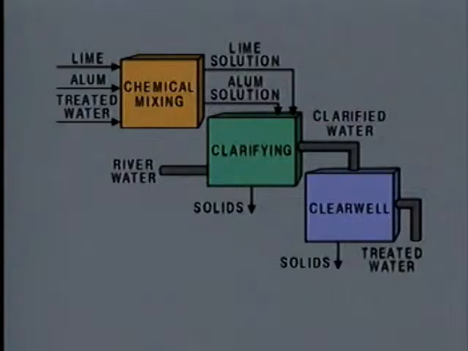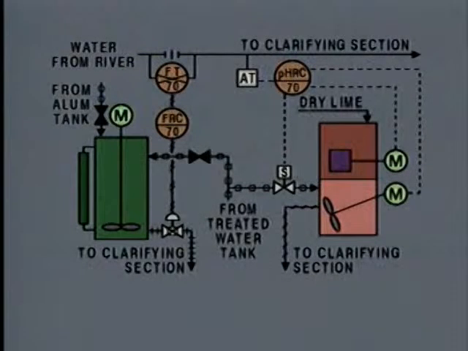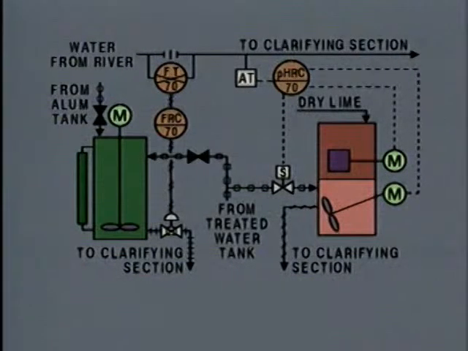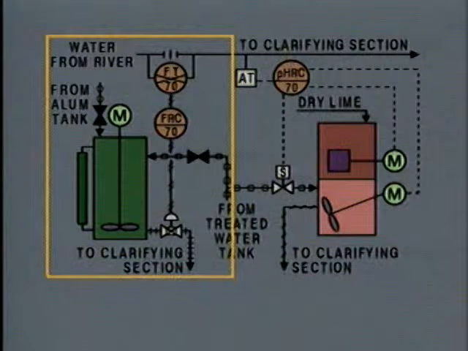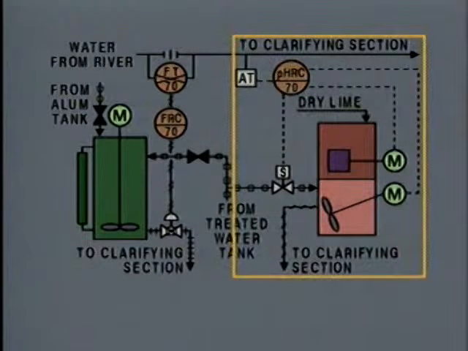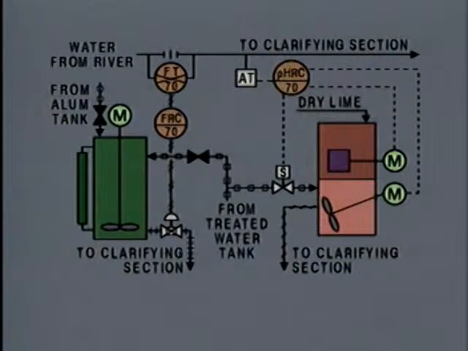Now that we've seen how the three sections of the water treatment system are connected, let's look at the P&IDs for each section. We'll start with the chemical mixing section. The chemical mixing section is actually made up of two separate chemical systems, an alum system and a lime system. Let's look at the lime system first.